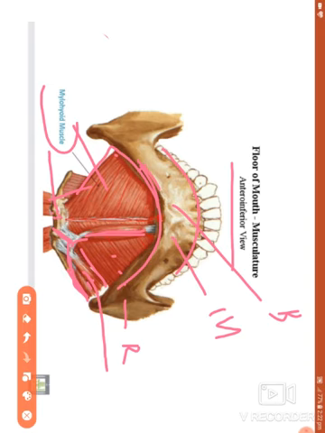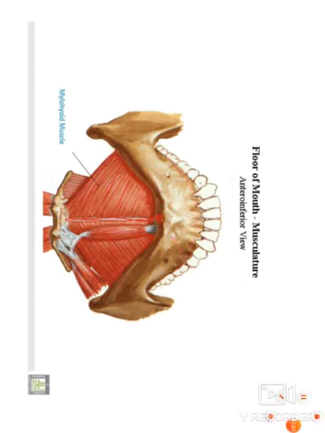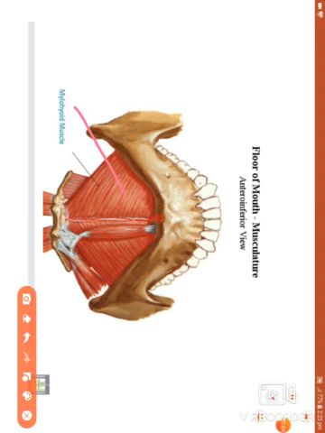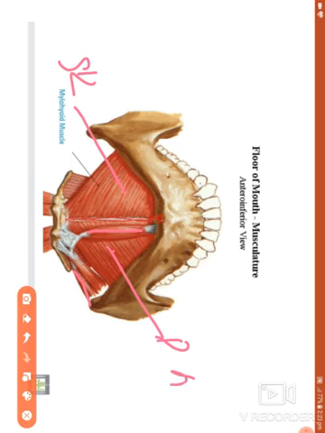Then here, this region is the submandibular region. This is the anterior belly of digastric. This is the posterior belly of the digastric. This region is also called the digastric triangle.